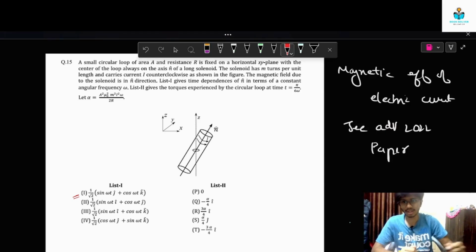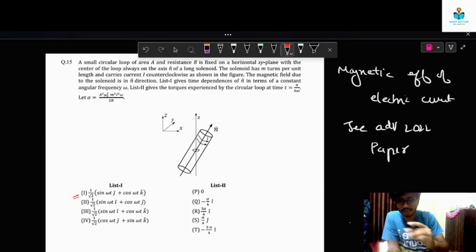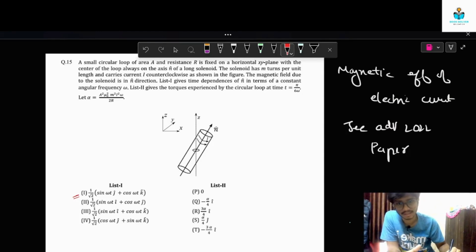So the question goes like this: a small circular loop of area A and resistance R is fixed on a horizontal XY plane with the center of the loop always on the axis n cap of a long solenoid. The solenoid has m turns per unit length and carries current I counterclockwise as shown in the figure. The magnetic field due to the solenoid is in direction.